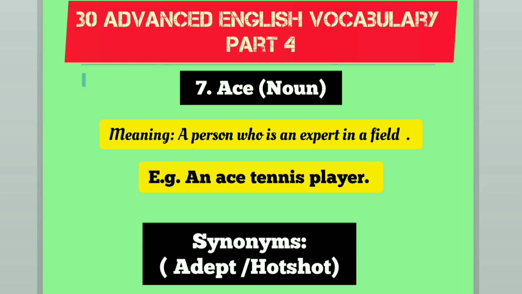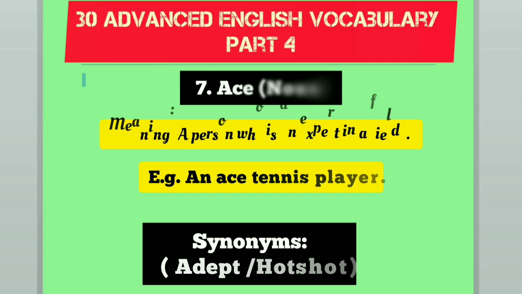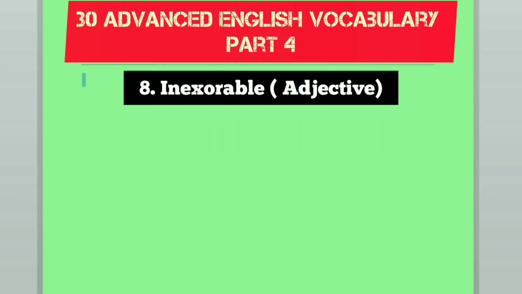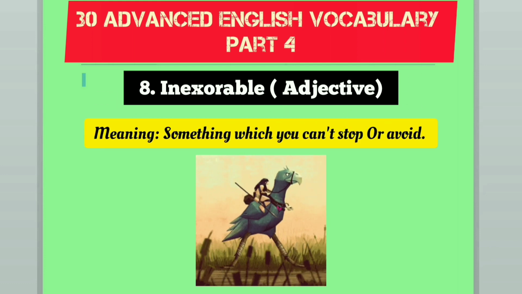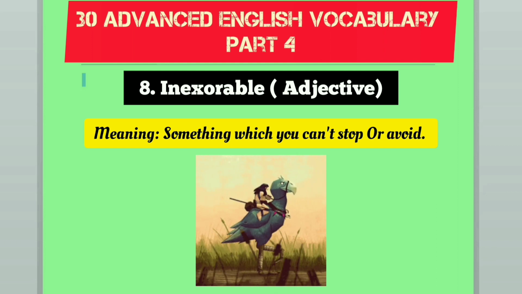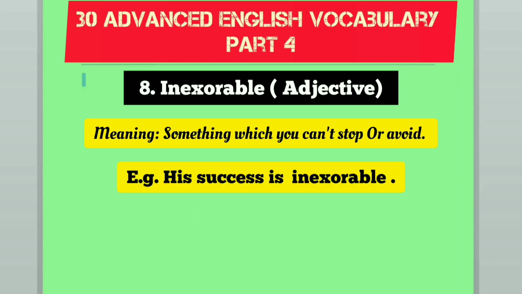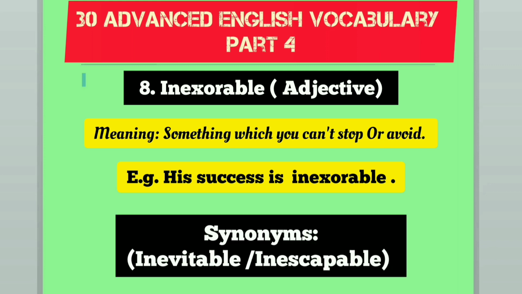So up next we will see the eighth vocabulary, that is inexorable. Inexorable is an adjective and it means something which you cannot stop, which is something which cannot be avoided. So let's see how to use this. His success is inexorable, right? So we can use two synonyms, inevitable and inescapable.